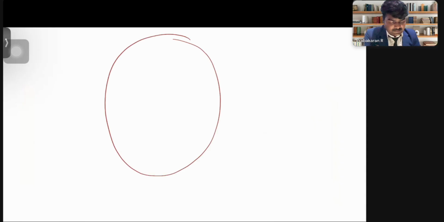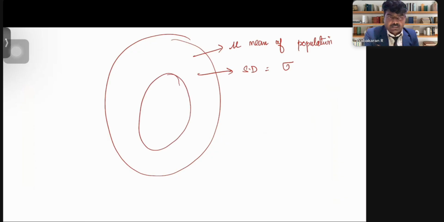If you consider any population, the mean value, the average, is denoted as mu. This is the mean of the population, and standard deviation is denoted as sigma. If we consider the sample, the subset, the mean of the sample is x bar, and the standard deviation is small s. These are the four major notations we are going to use throughout this session.